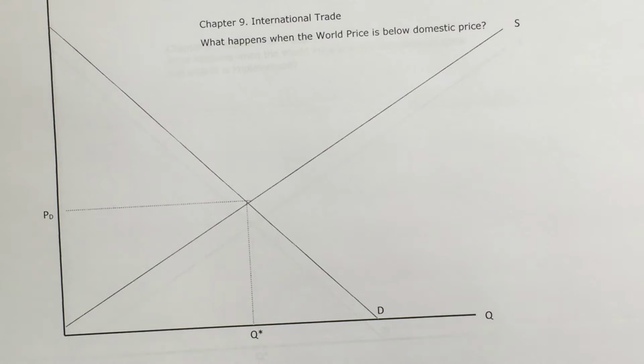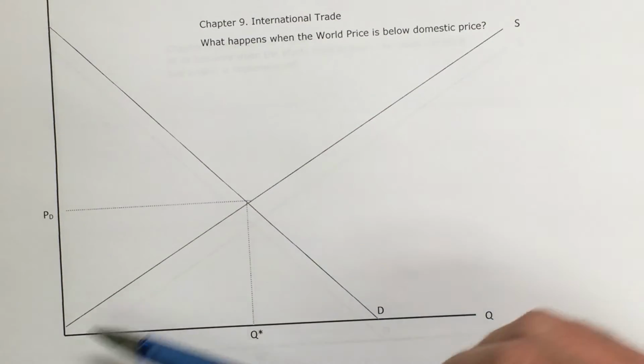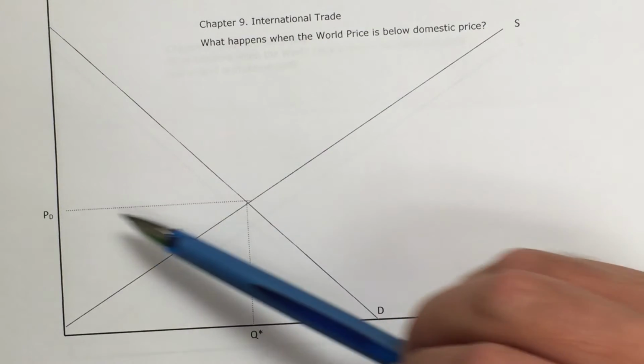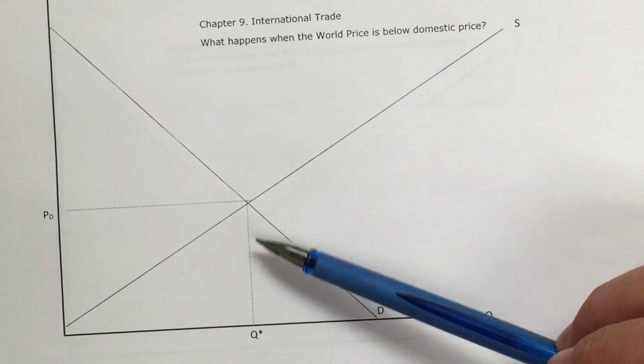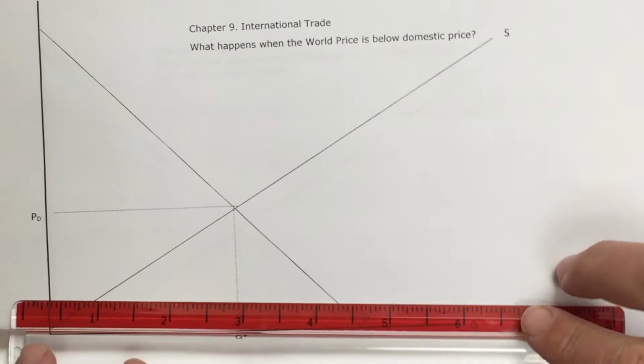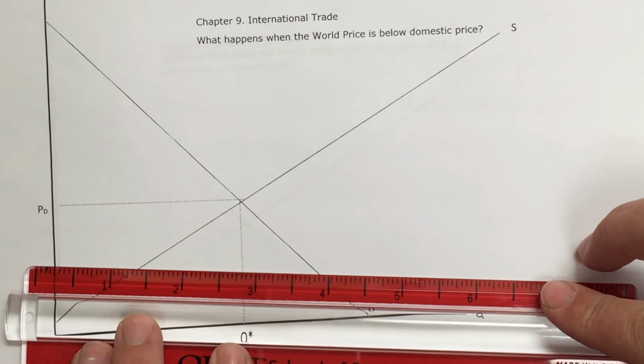Now we're going to look at an example for international trade when the world price is below the domestic price. So here we have our example of our domestic market. Here's our demand curve, our supply curve. We have our equilibrium price, which is the domestic price, and our equilibrium quantity, which is Q star. And we want to ask ourselves, what happens when they introduce themselves to international trade?